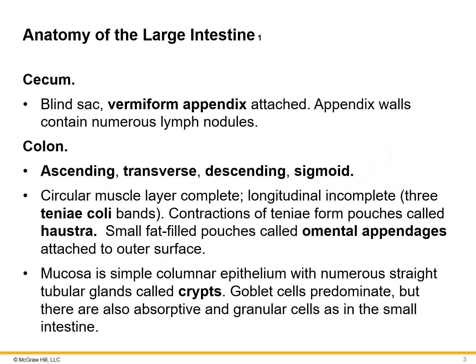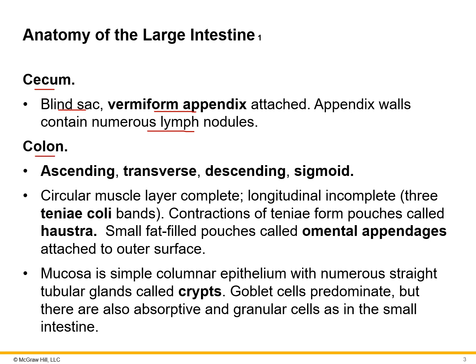So looking at the parts here, the cecum, again, is where it's entering from the small intestine, which is just a blind sac. We have what's called the vermiform appendix that's attached there. And those walls contain various lymph nodules that help, again, with our immune system and the absorption of fat.